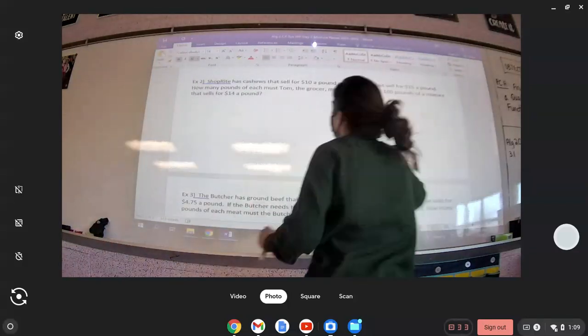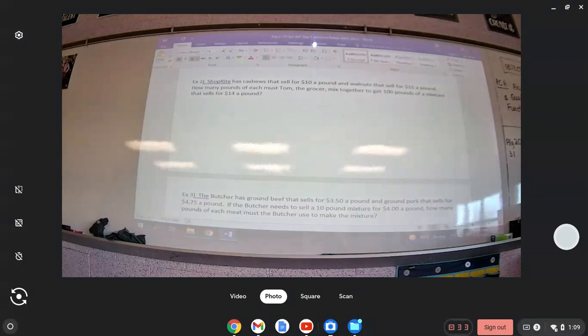All right, let's try almost the exact same problem again. This time we got ShopRite. He's got cashews that sell for $10 a pound and walnuts that sell for $15 a pound. How many pounds of each must Tom, the grocer, mix together to get a mixture that is 100 pounds big and he can sell it for $14 a pound?